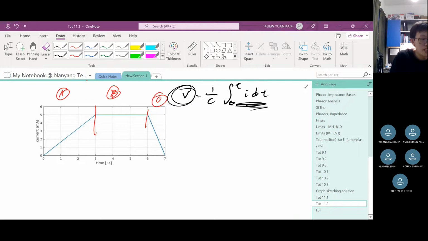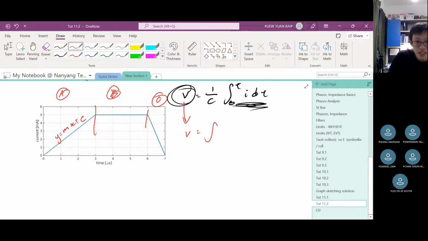In segment A, what is the shape of the graph? It is just a straight line. Remember, it is described using y equals to mx plus c. We all know this from secondary school already. I want to find the shape of this graph, so if I want to find the shape of the voltage, I need to integrate. Forget about this constant. It doesn't do anything but scale it. It doesn't change the shape, it only changes the size.